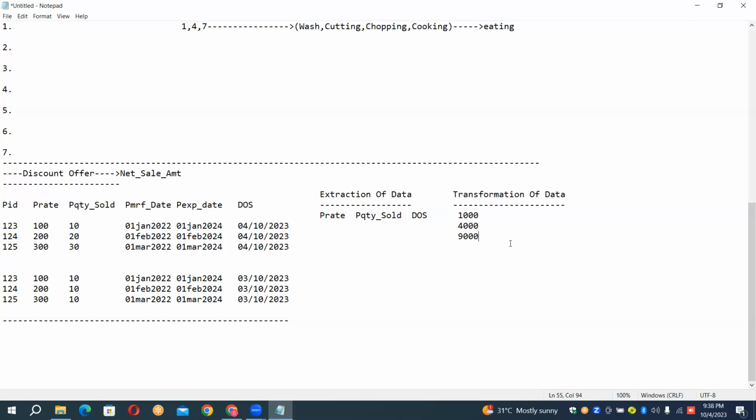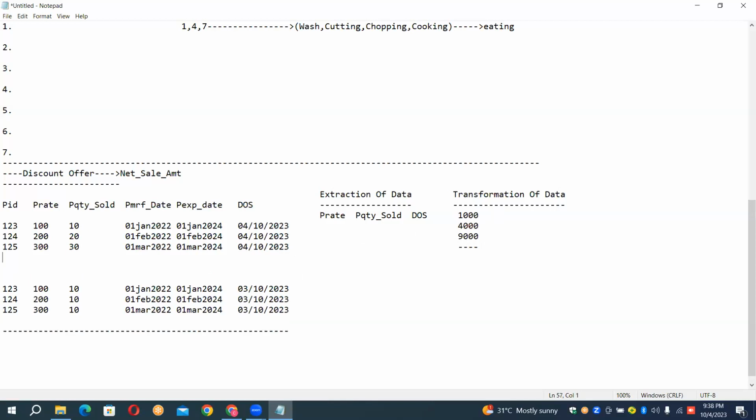The day one calculation, everyone. The day one calculation is what? Tell me now. The day one calculation is 5000 plus 9000 means what? Totally it is 14,000. Am I right? It is 14,000. And the day two calculation is what?